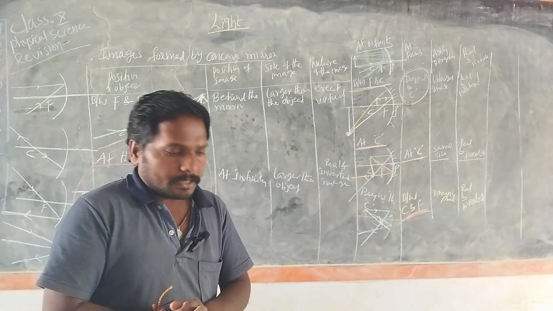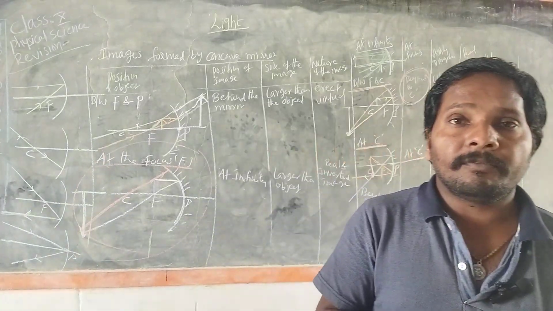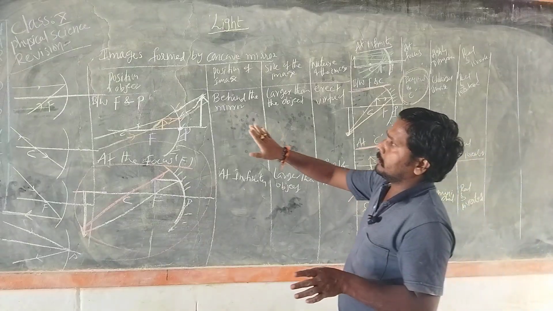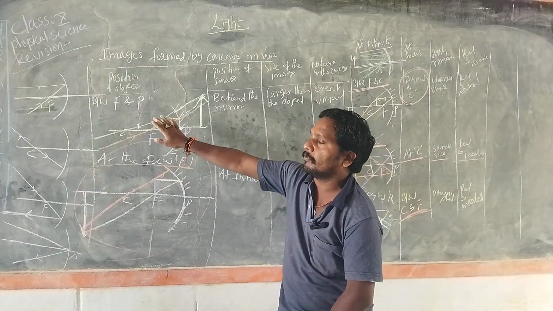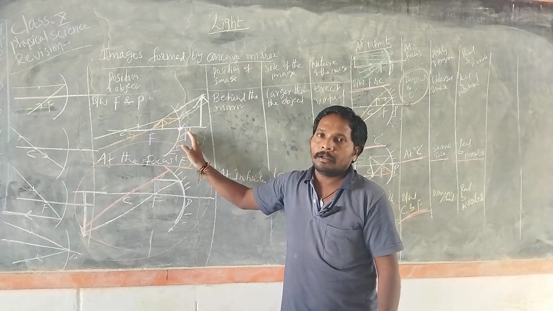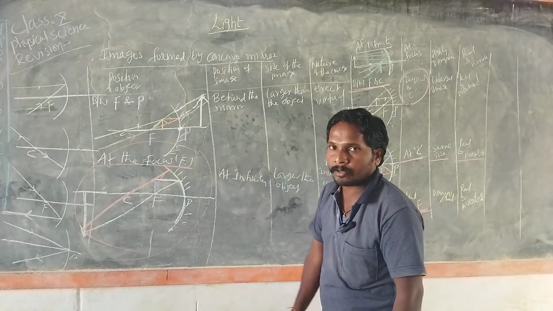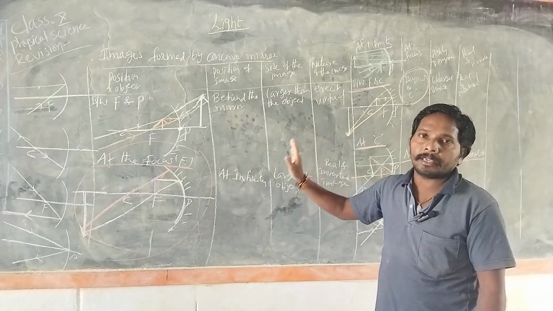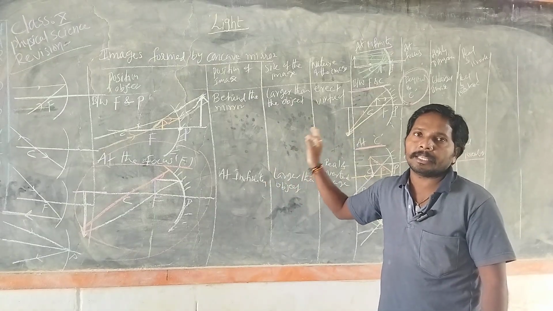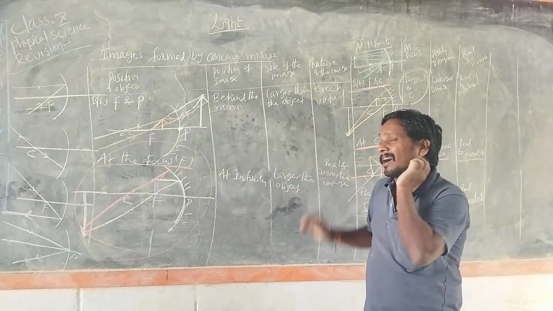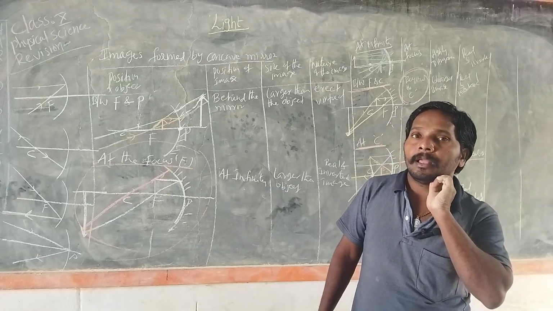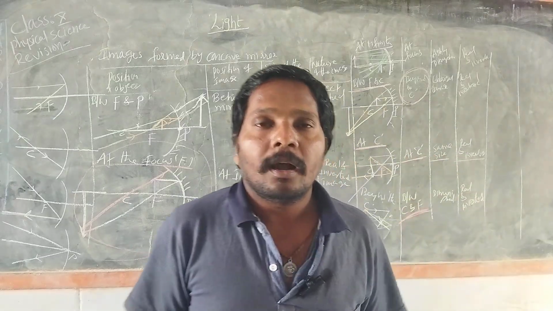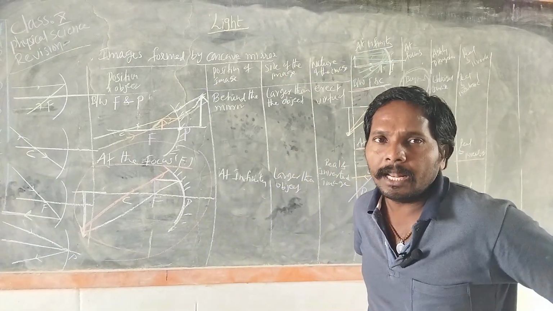So this is about formation of image formed by a plane mirror. Except between the focus and the pole, in all the remaining places a concave mirror forms a real and inverted image. If we use a convex mirror, what will happen? It always forms virtual images.